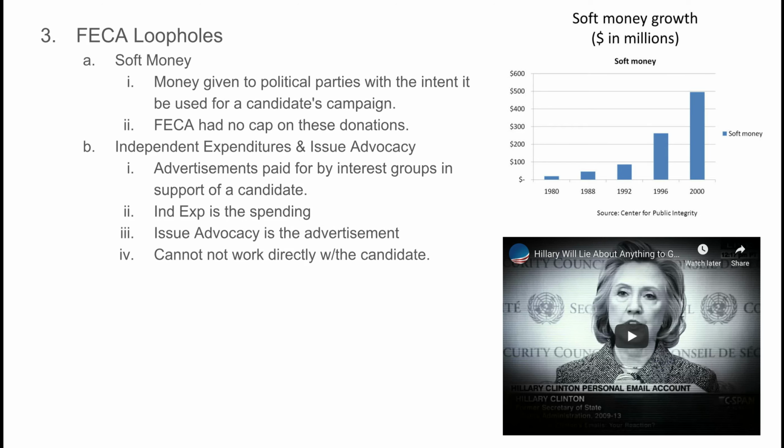That's the spending. So what they could do is fund a campaign ad. The ad itself is what we'd call the issue advocacy. So the message in that political ad can perhaps, like if this is done by the NRA, attack Hillary Clinton and her stance on guns. Let's watch that.